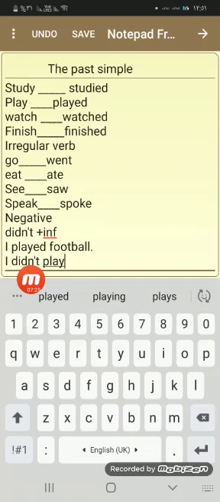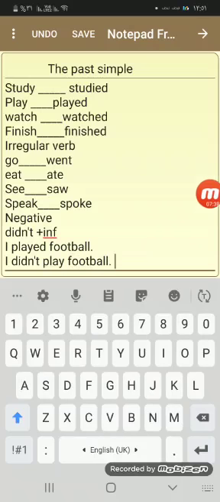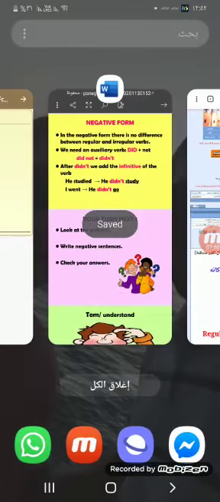If you put didn't here, we put the verb in the infinitive, shabab. It changes the verb into infinitive, so we delete ED from the verb. I didn't play football, okay? If the verb is in the past, we put didn't before the verb and put the verb in the infinitive. We don't add anything. Okay, understand now? Okay.